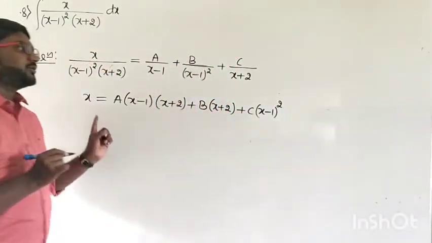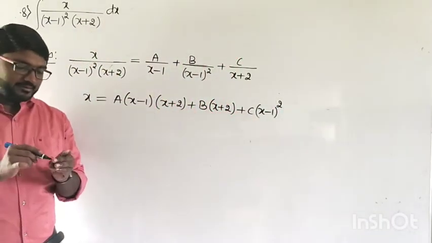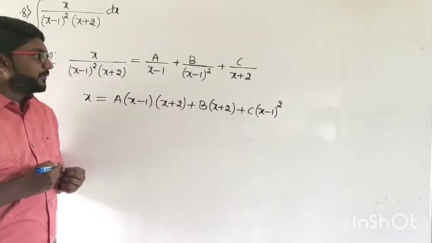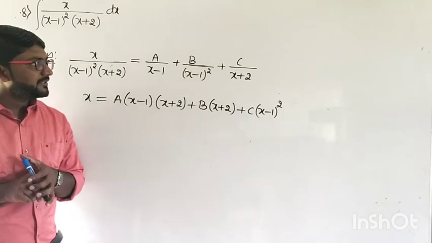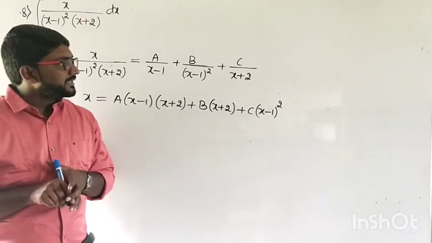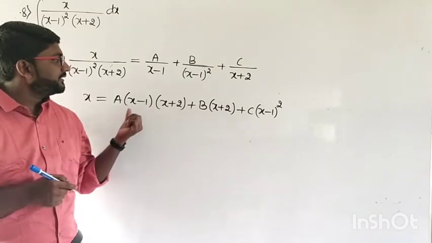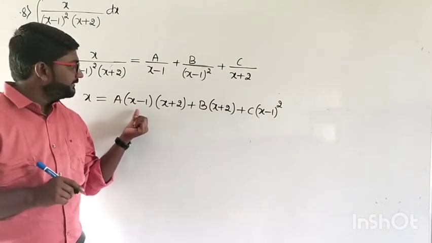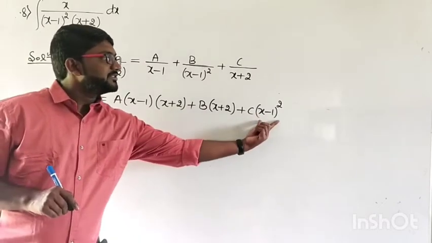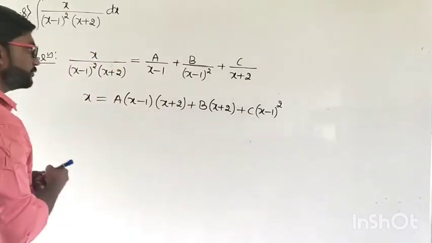So now you don't have to go for the multiplication. We can get the values of A, B, C by substitution itself. So now I want the value of b here. That means let us take x as 1. If you take x as 1, this will be 0, and here 1 minus 1, this will be 0. We get the value of b. Let us do that now.